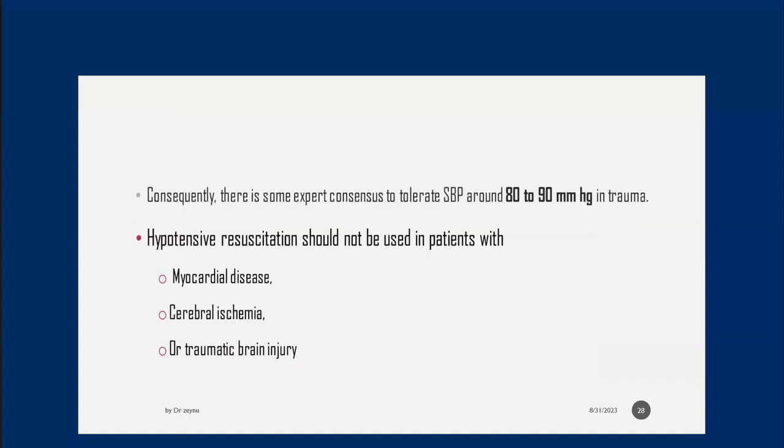And consequently, there is some expert consensus to tolerate a systolic blood pressure of 80 to 90 in trauma. This is the hypotensive resuscitation principle. But the hypotensive resuscitation principle will not be used in patients with myocardial disease, cerebral ischemia, or traumatic brain injury, because they may get worsening of injury from permissive hypotensive resuscitation. So we shouldn't use it for those patients.